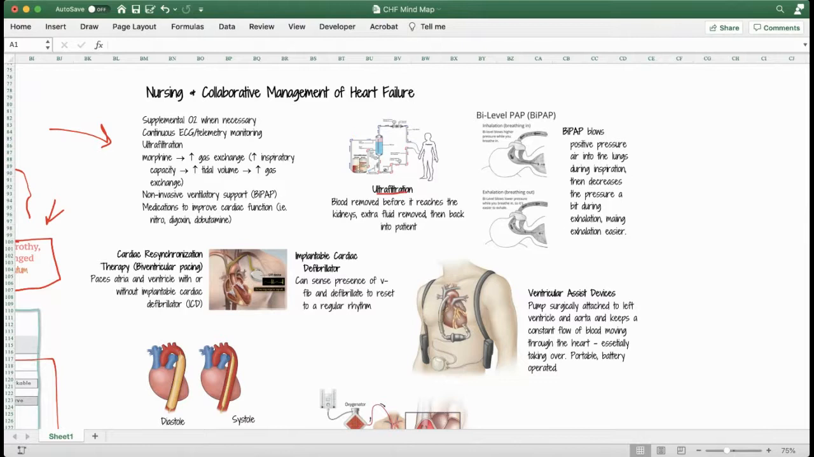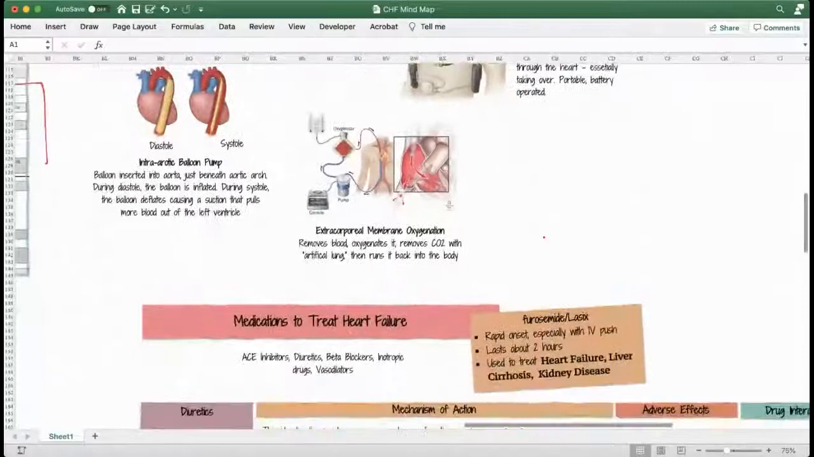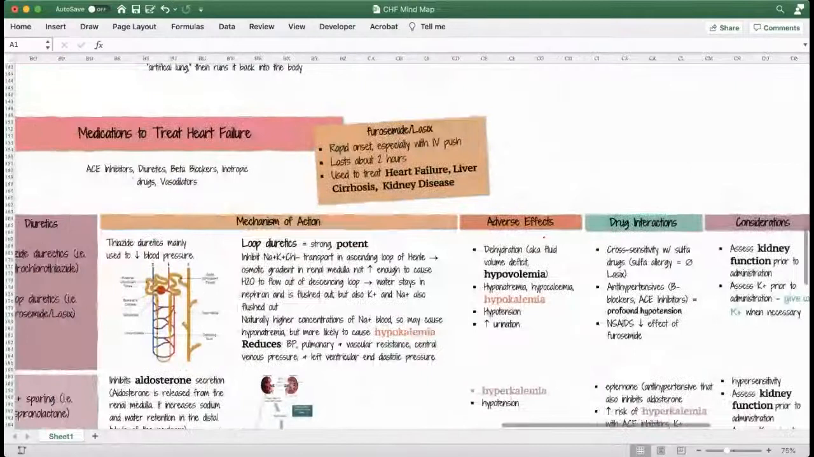So ultrafiltration, an ICD, I think there's a BiPAP on here somewhere, all of those things, and then your LVAD or ventricular assist device, and I explained exactly what each one of them is. So you can just read through that, and I think that will help a lot. And then I'm going to highlight the things you need to worry about for a test for the most part.